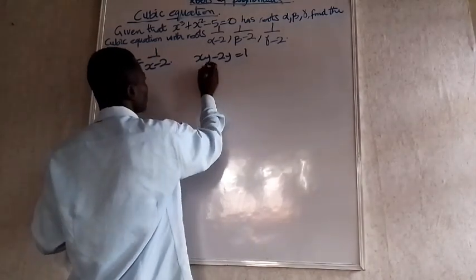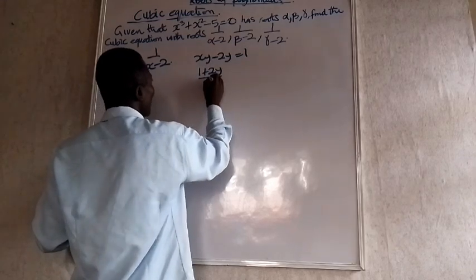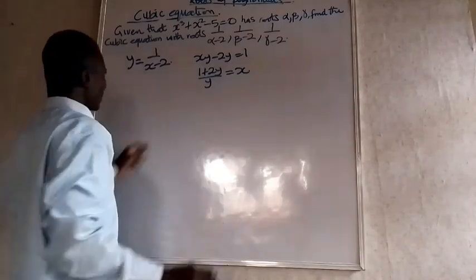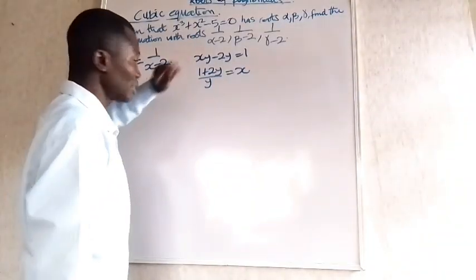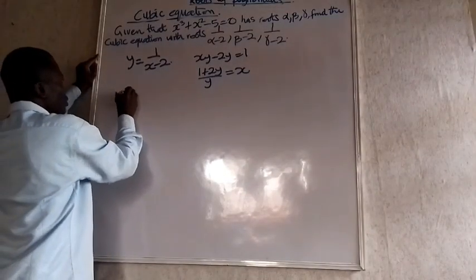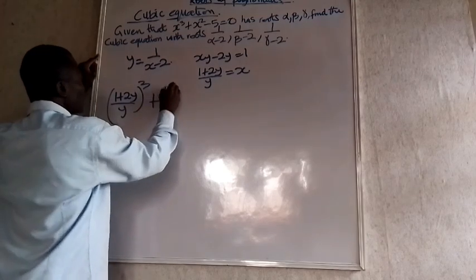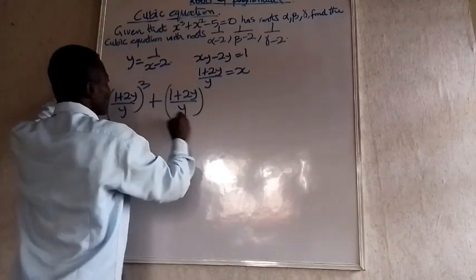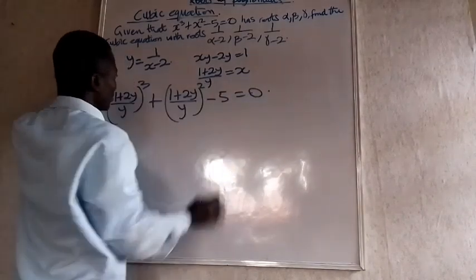So x is equal to (1 plus 2y) over y. We now substitute this for x in the original equation. So the equation is now going to be ((1 plus 2y) over y) cubed plus ((1 plus 2y) over y) squared minus 5 is equal to 0.